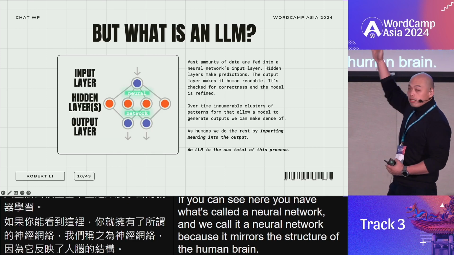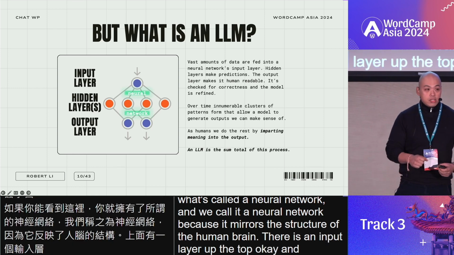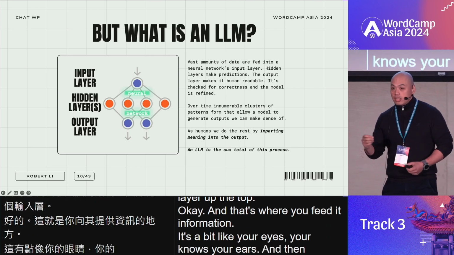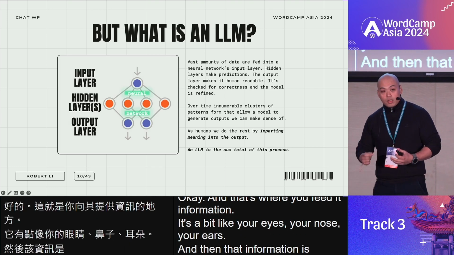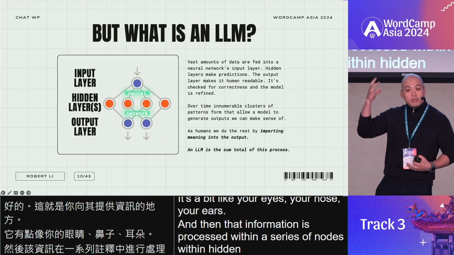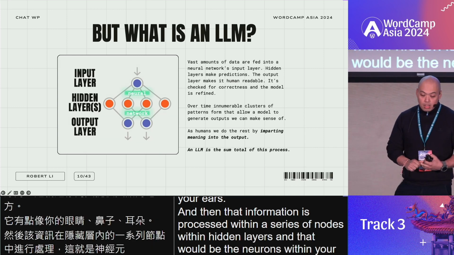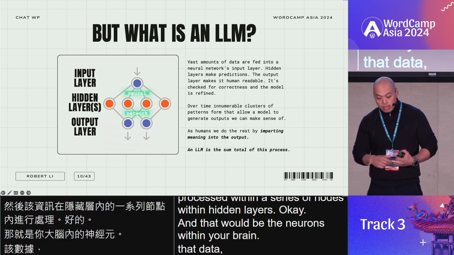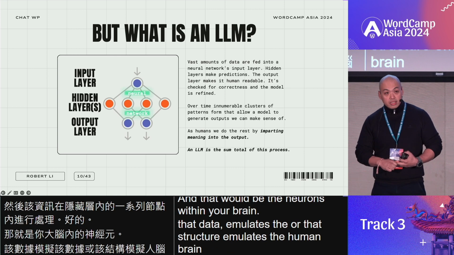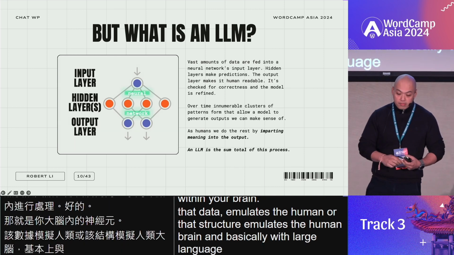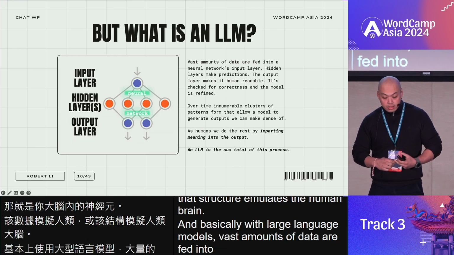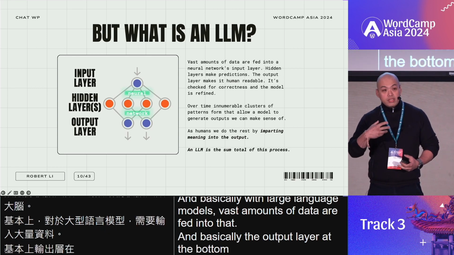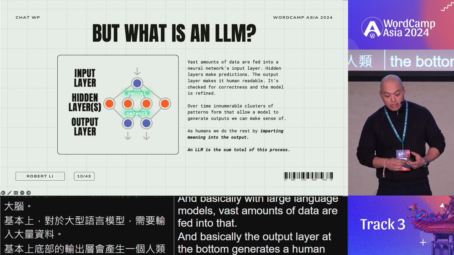There is an input layer up the top, and that's where you feed it information. It's a bit like your eyes, your nose, your ears. And then that information is processed within a series of nodes within hidden layers, and that would be the neurons within your brain. That structure emulates the human brain. And basically, with large language models, vast amounts of data are fed into that. The output layer at the bottom generates a human-readable output, and these are checked for correctness.